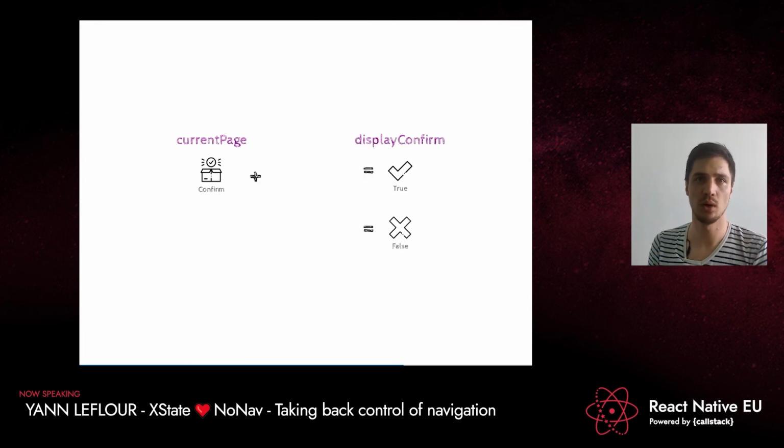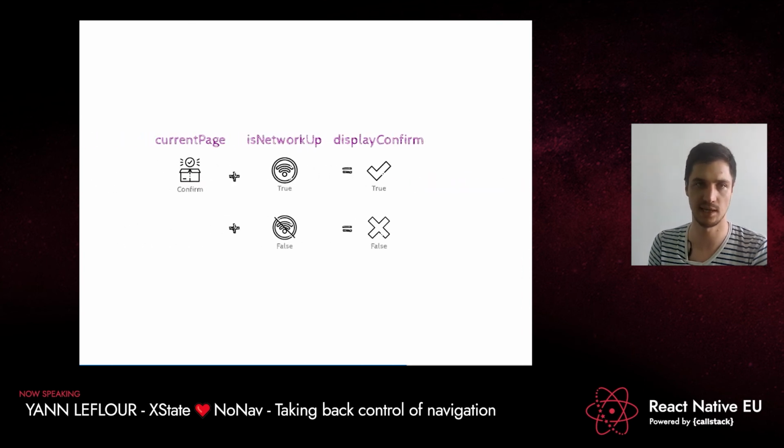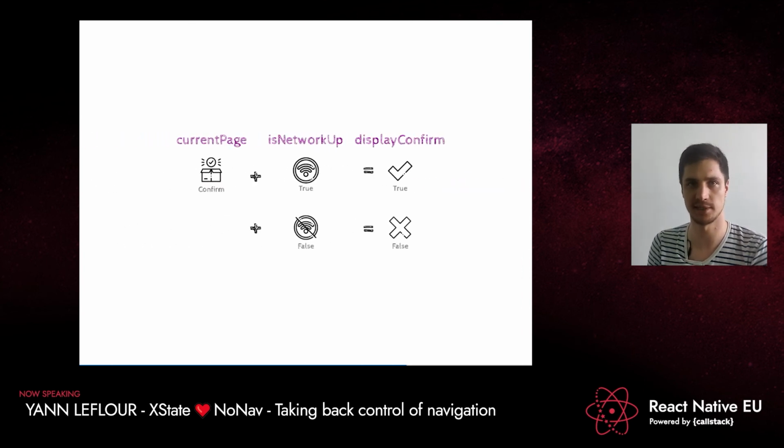And let's say we want to compute if the confirm page should be displayed. Well, we might have to take into account other state values. For example, if our network is down, we might not want to redirect the user to a confirmation page. The way we translate it into code is by nesting if conditions, which will become messy and bug-prone whenever we're scaling or writing down complex user journeys.